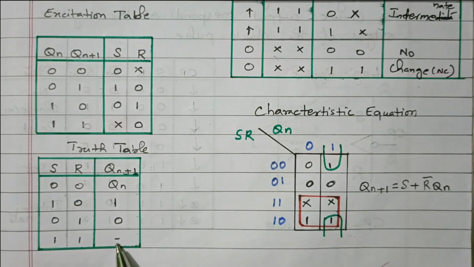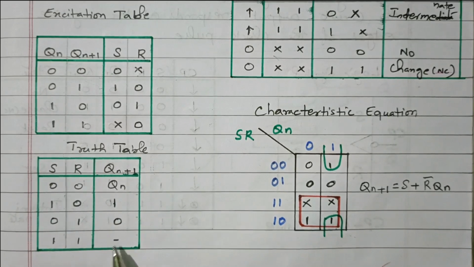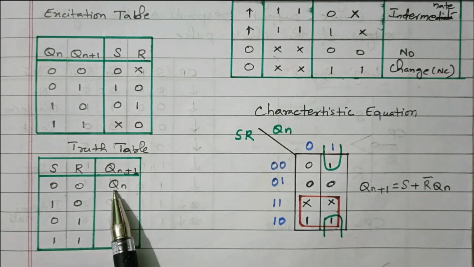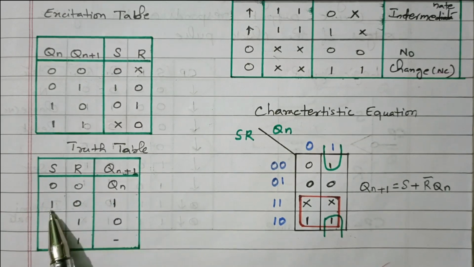It is not defined in the SR flip-flop. It will be decided in the JK flip-flop. Right? Both are 0, same. Present state and next state are equal. 1, 0 means set. 0, 1 means reset. Right. Now we'll see some more detail and the clock circuit.